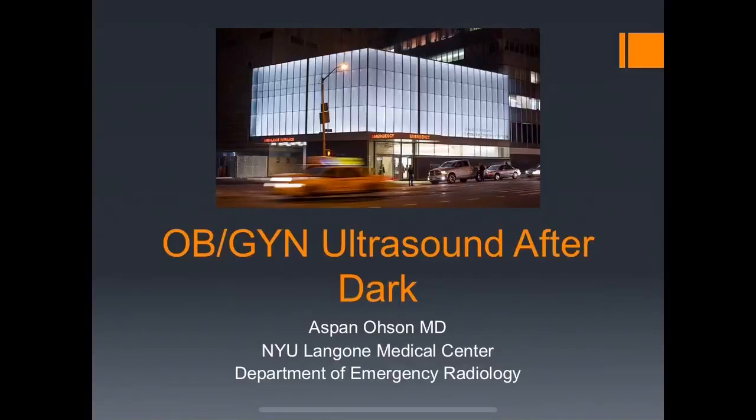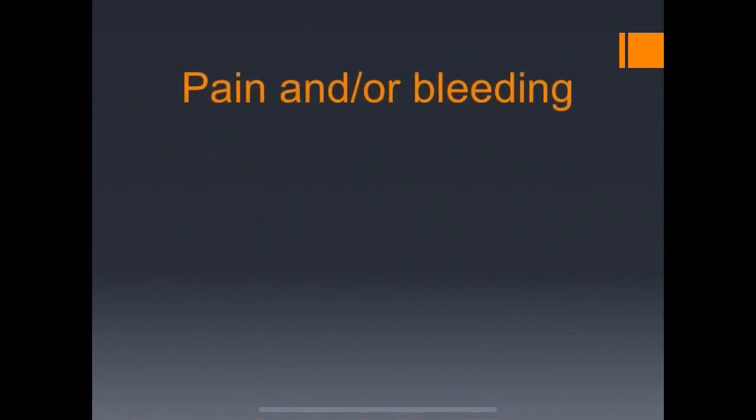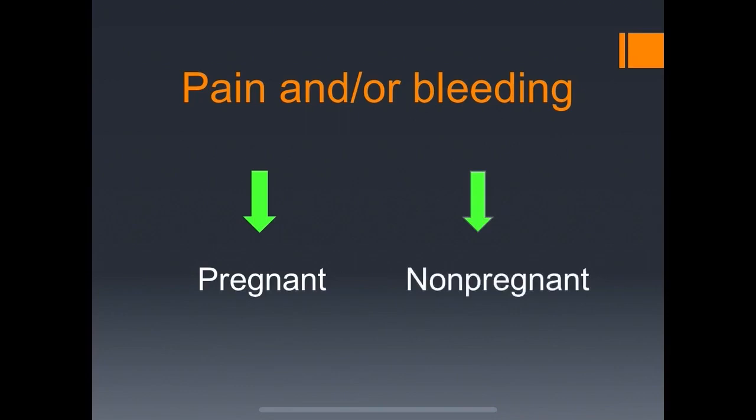I work in the ER radiology department at NYU, and I'm going to discuss OBGYN ultrasound or pelvic ultrasound after dark in the ER or emergent setting. So, patients who need pelvic ultrasound, usually in the emergent setting, are coming in due to pain or bleeding. We then want to differentiate whether these patients are pregnant or non-pregnant. So we'll look at both scenarios.